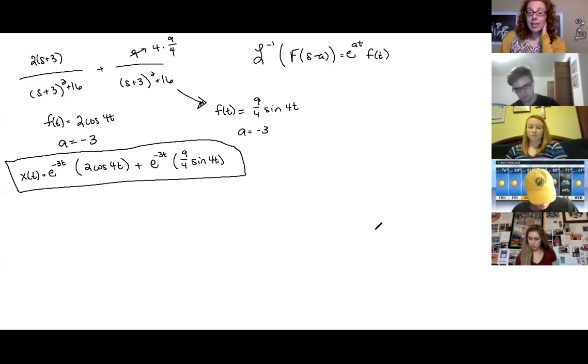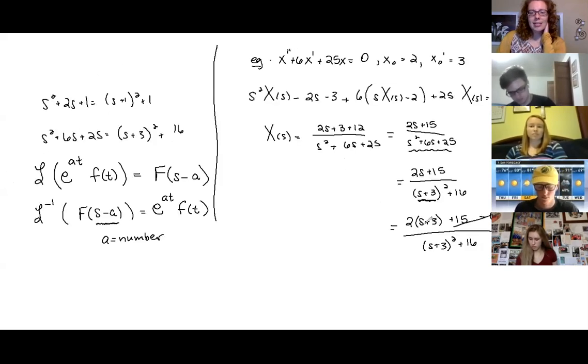Again, the trickiest part of these, I'm going to go back one slide. The trickiest part of these is remembering that you have to have an S minus A every single place you see an S. So I can't just have an S in the numerator. I got to make that into an S minus A, which is S plus 3 in this case.